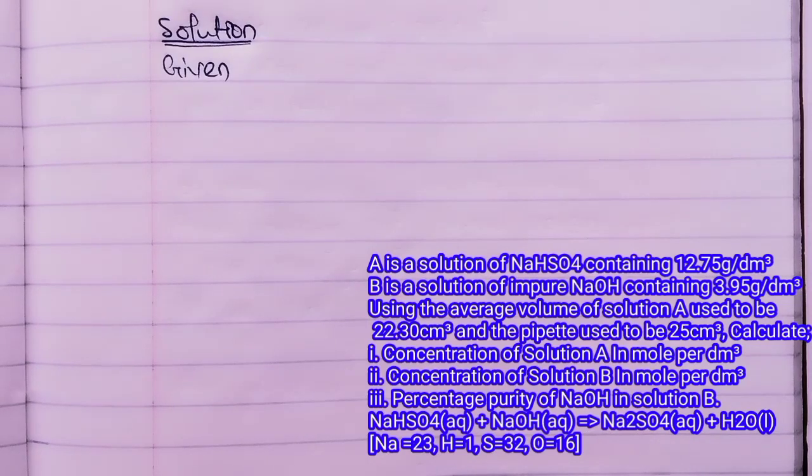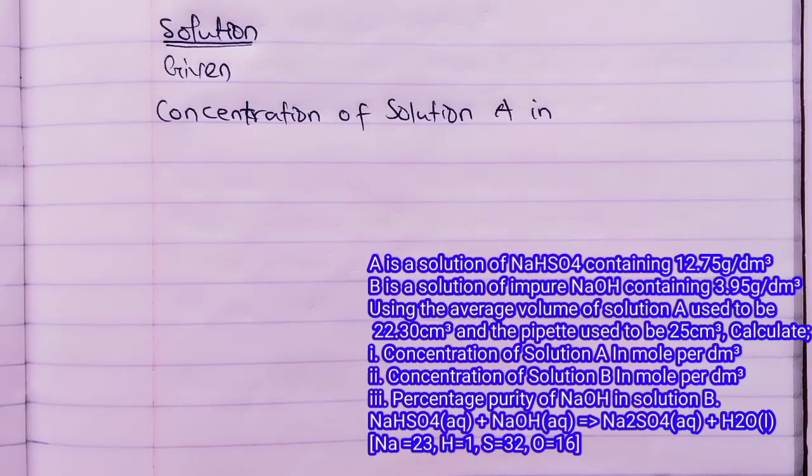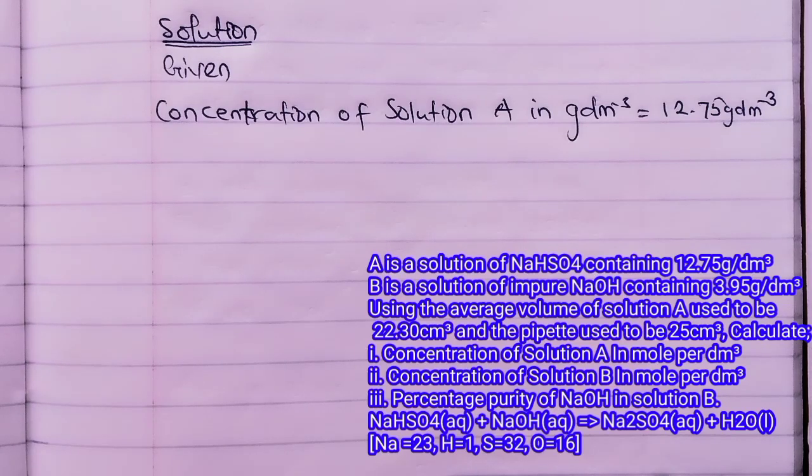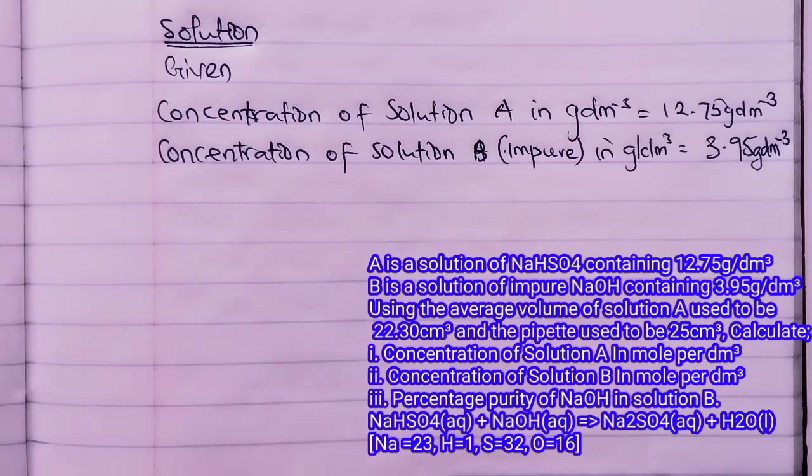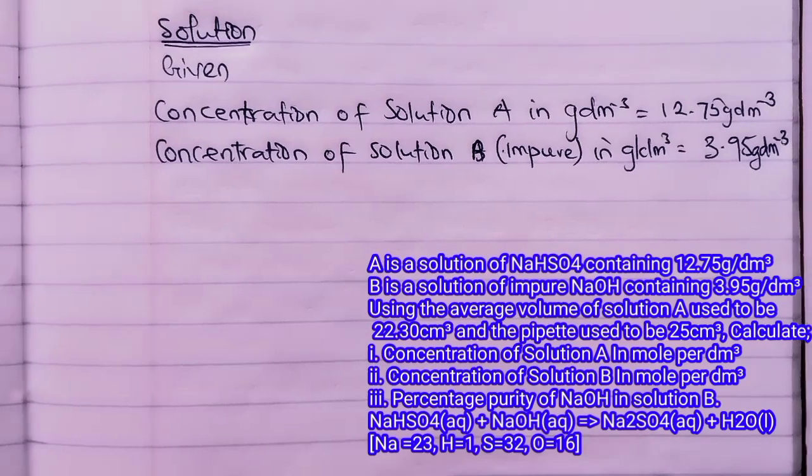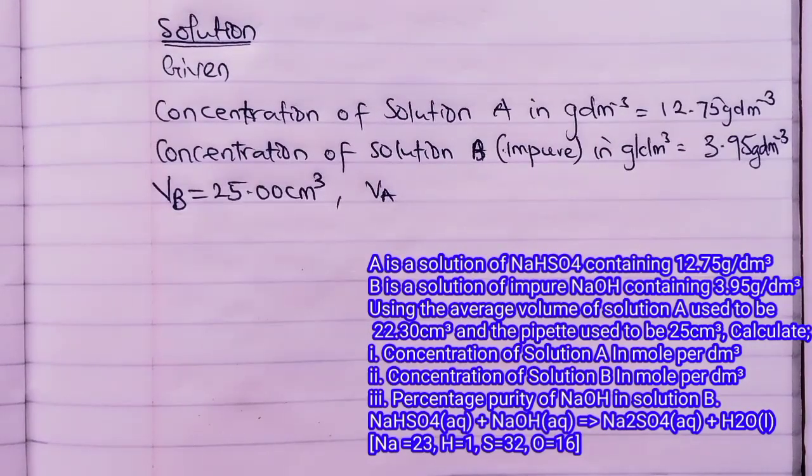Therefore, let's go for the given. We have the concentration of solution A in grams per dm cube, which is 12.75 gram per dm cube. Also, we have the concentration of the impure solution B in gram per dm cube, which is 3.95. The volume of the base is 25. We take the volume of the base to be VB, and that of the acid to be 22.30. That is the average volume used.